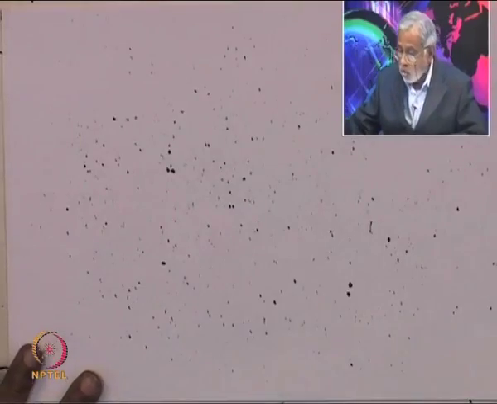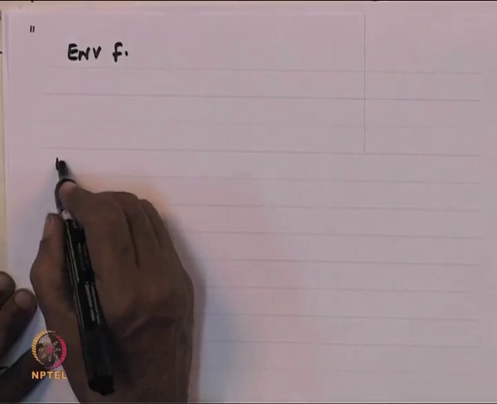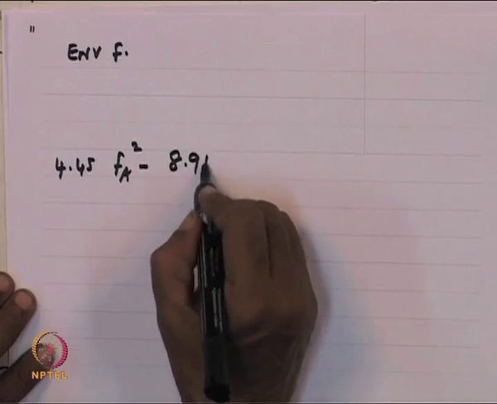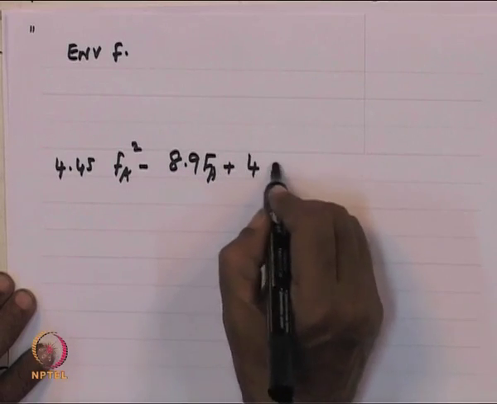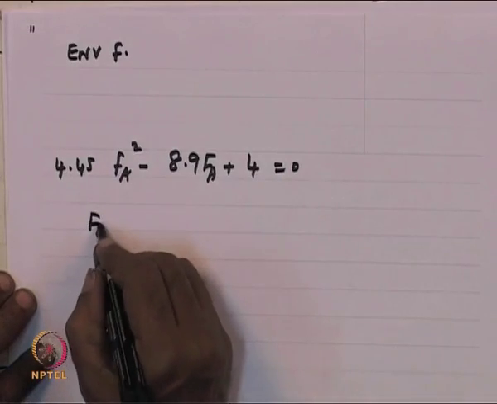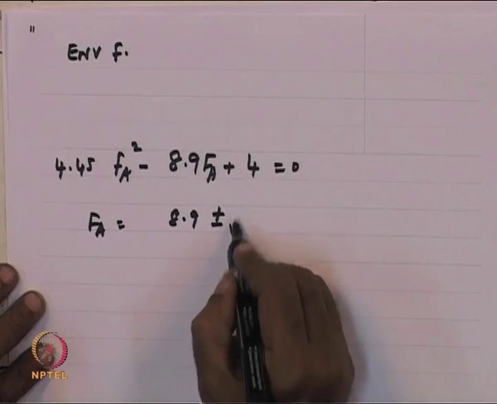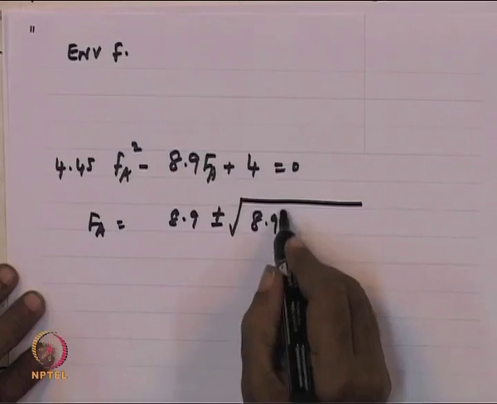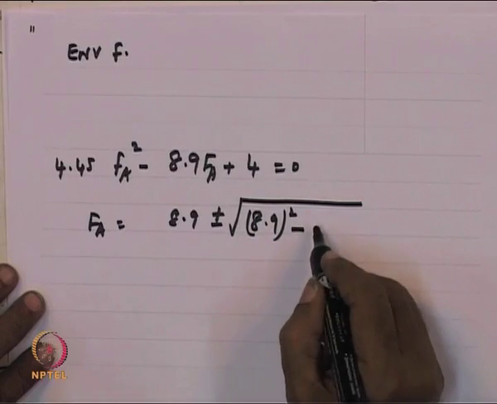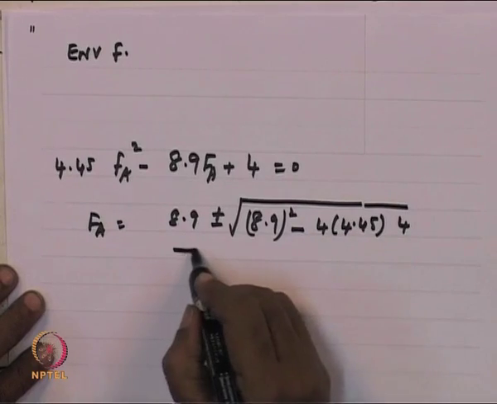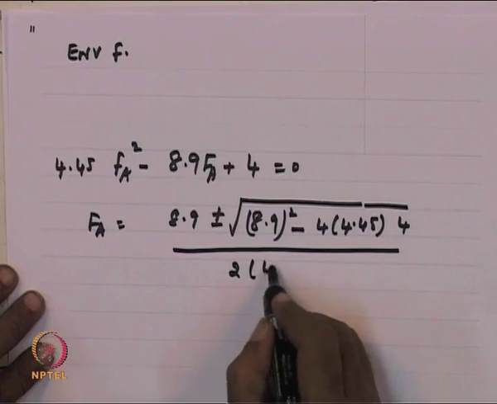So, let us look at the solution to this. So, the differential equation, this is once again we are in environment F. So, our equation is 4.45 FA squared minus of 8.9 FA plus 4 equal to 0. Therefore, FA equal to minus B plus or minus square root of B squared minus of 4 into 4.45 into 4 divided by 2 into 4.45.